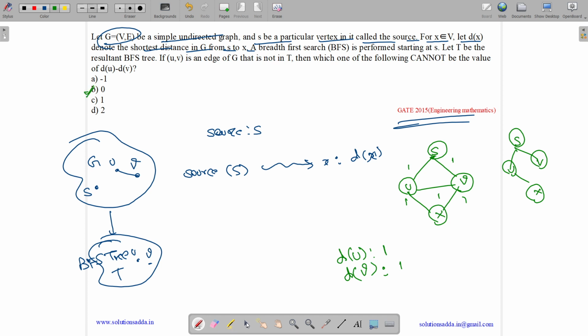Okay. And why does this happen? So the case of 0 occurs when both u and v have an edge from a common node T. So we have a common node and both u and v have an edge from a common node. And u and v are also connected. And T comes in the shortest path from S to U and V. So this is the case that we have discussed over here. Now let us discuss the case for option B.